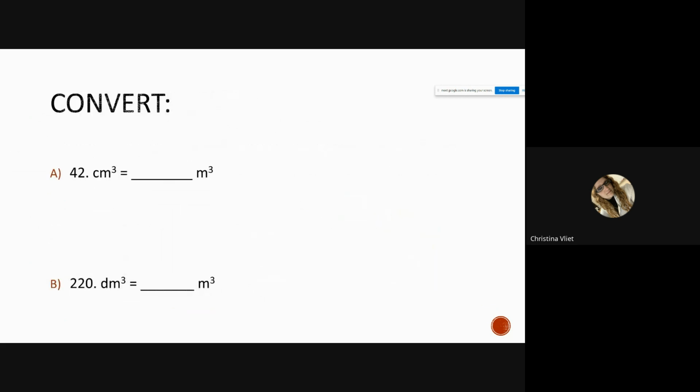Beforehand, let's just remind ourselves of some quick conversions. In other years, I actually taught this first before I taught conversion, so that's why you see some questions here. But let's go review. How would I change centimeters cubed to meters cubed?